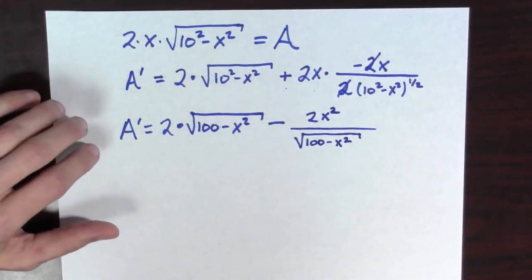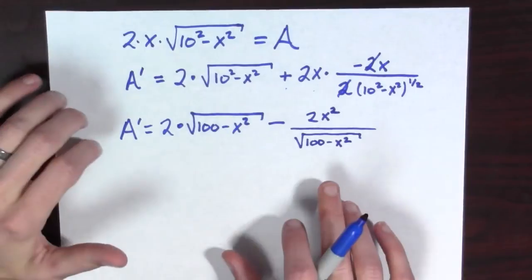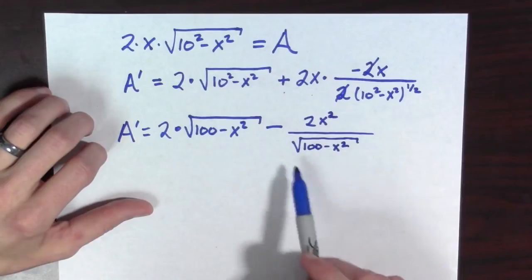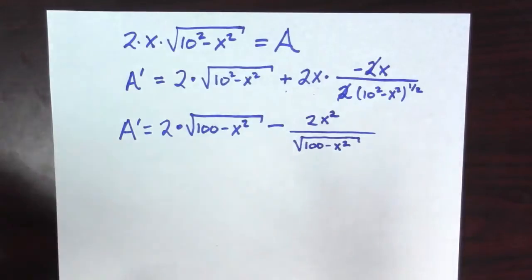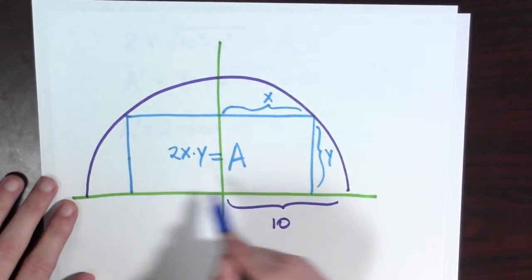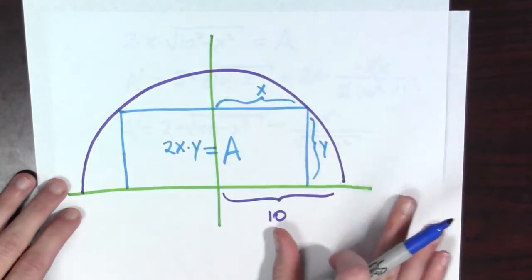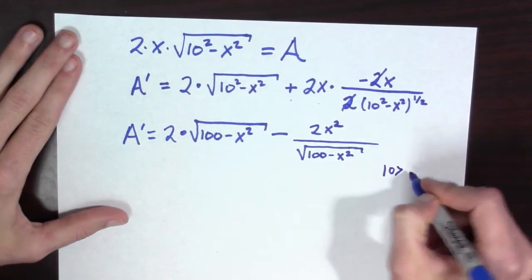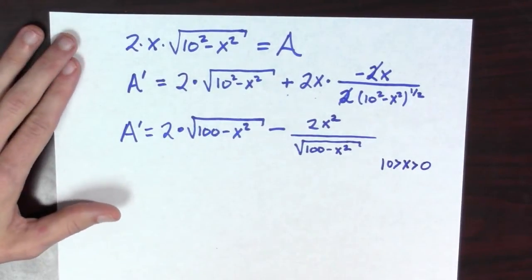And so remember, what we should do is we should look for critical points. Well, critical points are when the derivative is equal to 0 or the derivative is undefined. Now the only time the derivative can be undefined is when x is equal to 10. Look, if x is equal to 10, then we have a very flat rectangle. No area. So that's not going to be a maximum point. So assume 10 is greater than x and x is still greater than 0. That's what we're going to assume.